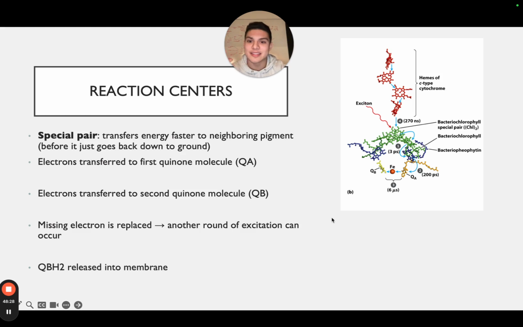So just before I go into it, one thing about the reaction centers is that there's this special pair, and this is the only thing I really want to emphasize. Don't worry about this QA, QB, don't worry about that.